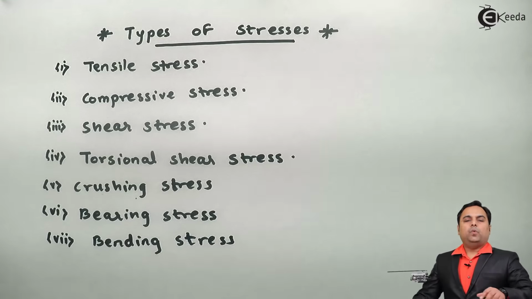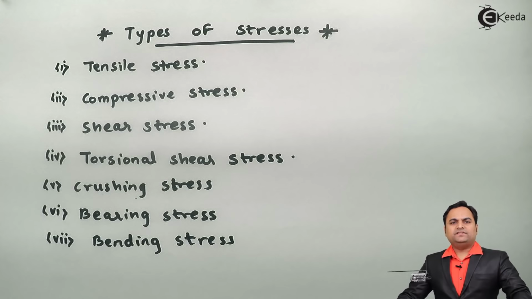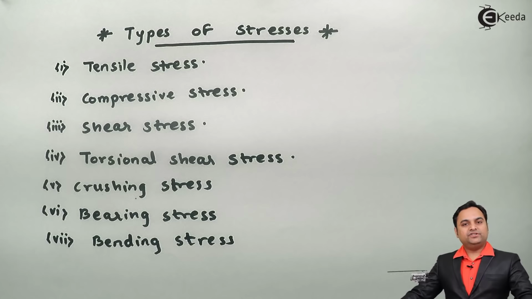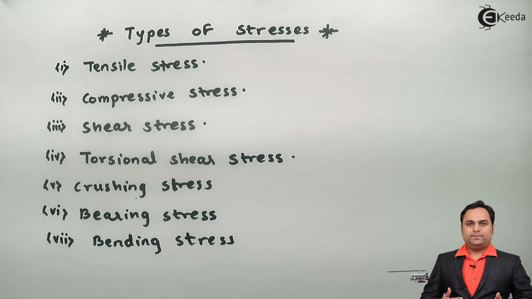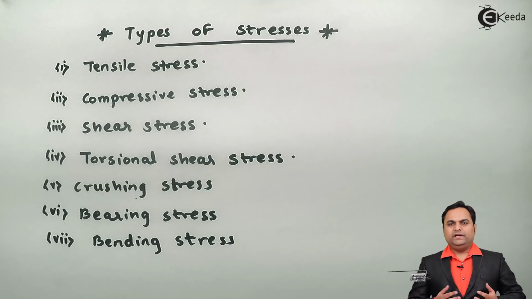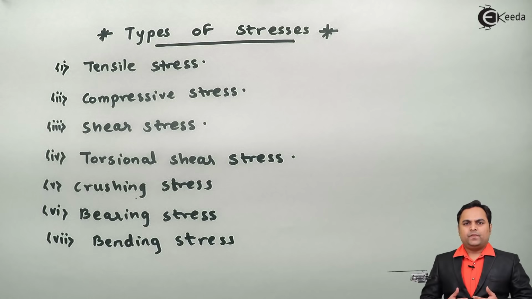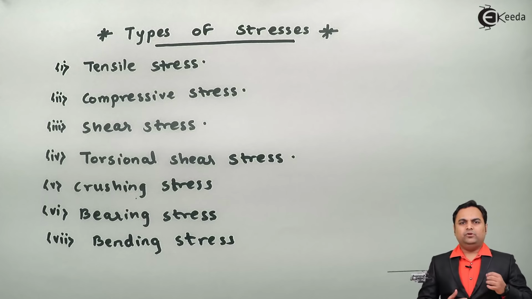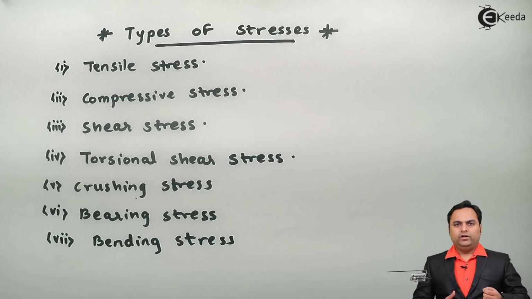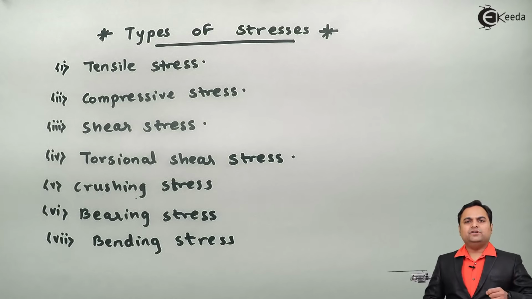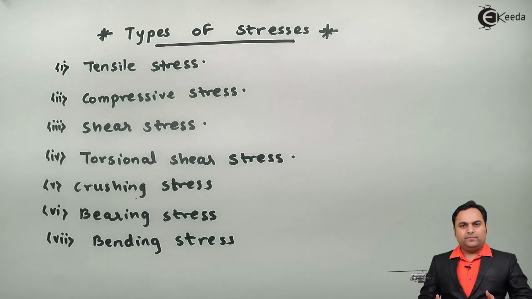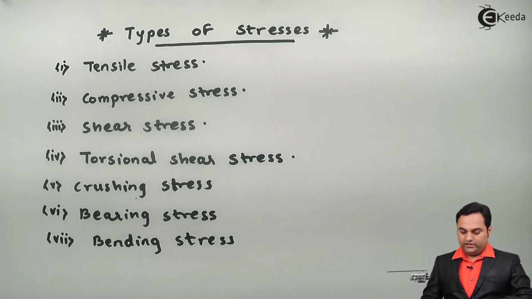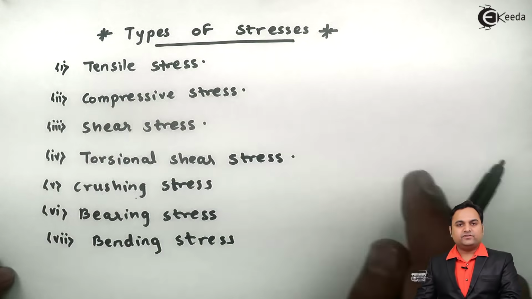So now, when we are studying design of machine elements or machine design, we should know these 7 types of stresses, because once we understand the types of stresses, we can easily say by looking at the nature of the load which kind of stress a material is subjected to. So I'll start the explanation one by one, starting with the first one, that is tensile stress.